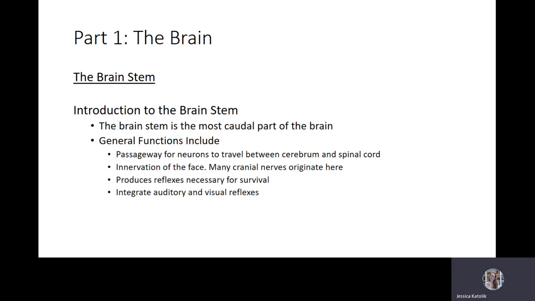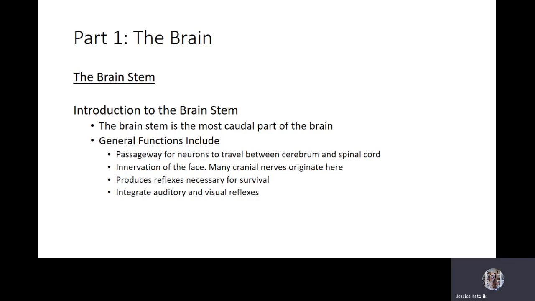First and foremost, it's going to act as a passageway between the cerebrum and the spinal cord. The brainstem is connected to the spinal cord and the diencephalon, and it will act as a relay station between the cerebrum, the cerebellum, and the spinal cord. In addition to acting as a relay station, many cranial nerves are going to originate here.